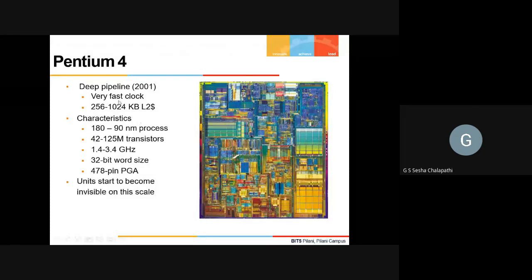And then we had the Pentium 4 way back in 2001. It introduced what is known as a deep pipeline to speed up the execution of the microprocessor. It used 180 nanometer technology, and again a 32-bit word size. And now the speed went into gigahertz, 1.4 to 3.4 gigahertz.